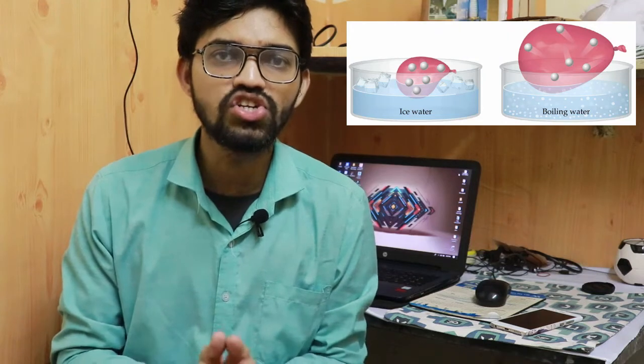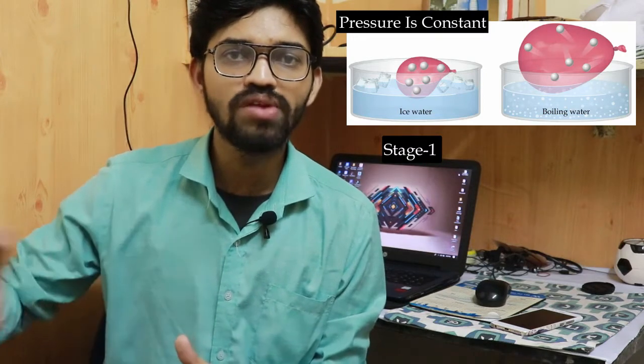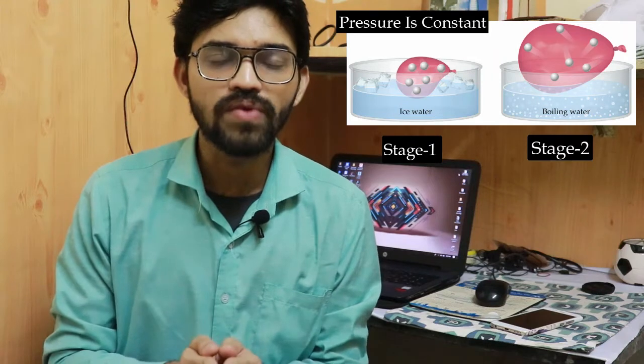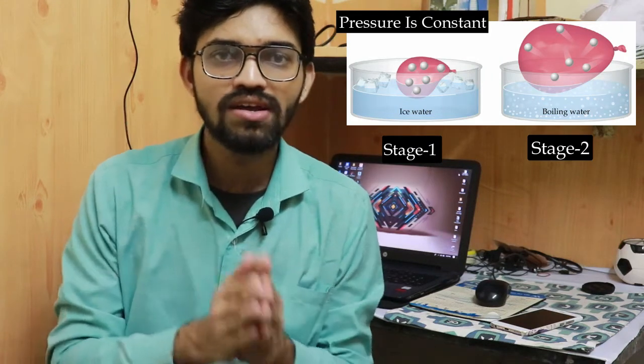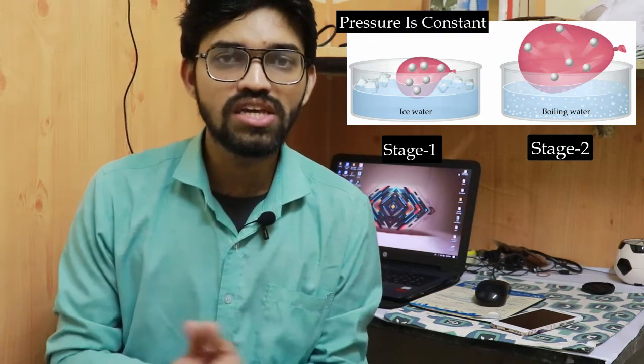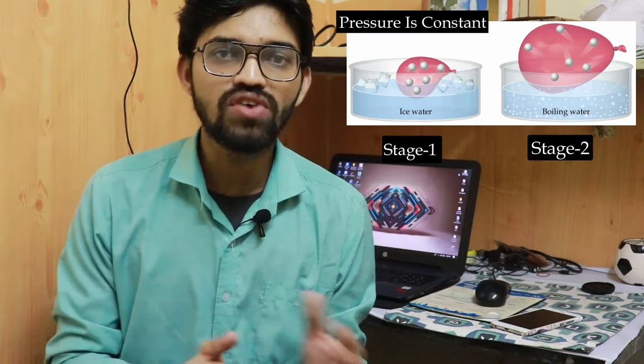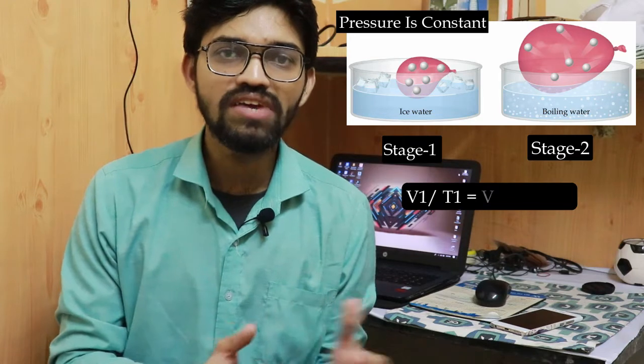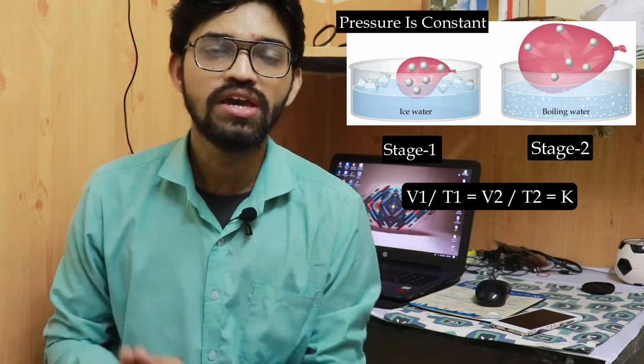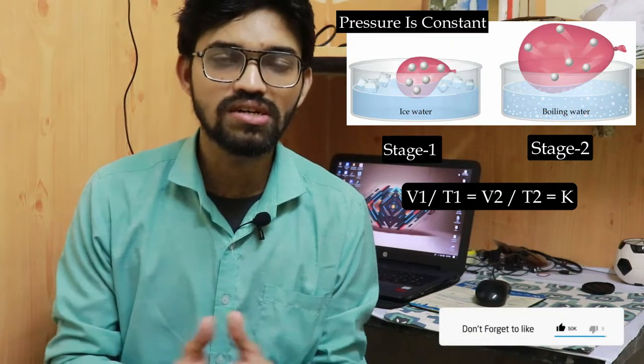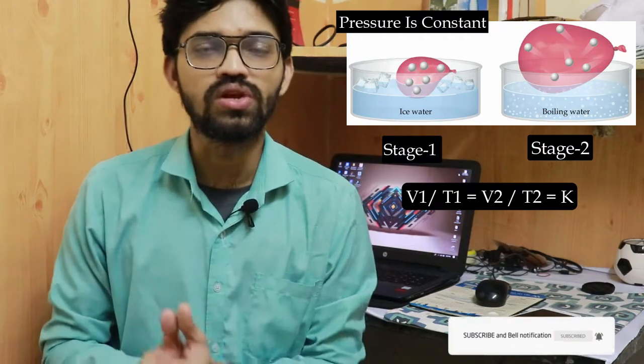Unlike the previous Boyle's law, this Charles's law is used to compare two different states. Suppose I have a balloon at a constant pressure, having an initial volume and initial temperature at state 1. If I increase the temperature, the volume will also increase. That will be state 2. So Charles's law is used to determine the volume and temperature at these two states. In that case your equation will be V1 by T1 equals V2 by T2 equals K. That is the equation used to calculate the volume and the temperature at two different states. You have to understand that the graph is linear.